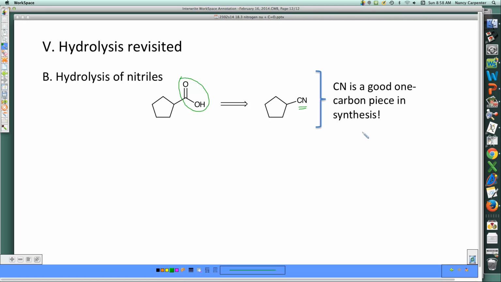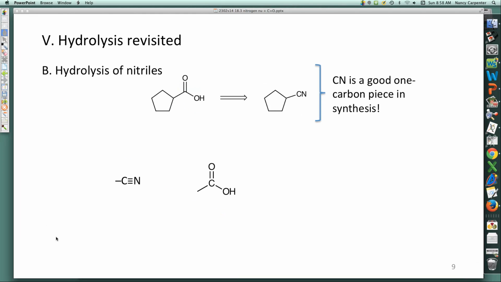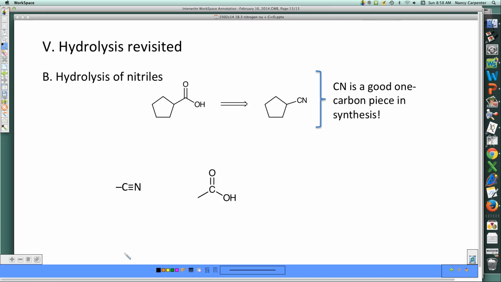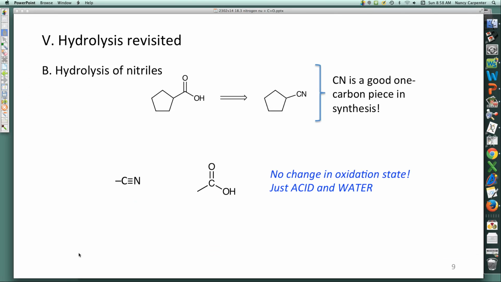In other words, the nitrile is a great 1-carbon piece in synthesis if you're going from, say, this as your starting material to get to this. So, I'm not going to go through the mechanism for this. It's covered in great detail in your book. But I do want to point out that you should take advantage of what you've learned about oxidation states and realize that these two are exactly the same oxidation state. A carbon attached 3 times to a nitrogen, a carbon attached 3 times to an oxygen. They are essentially at the exact same oxidation state.